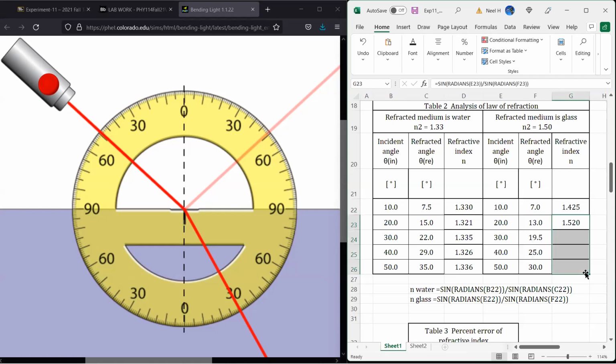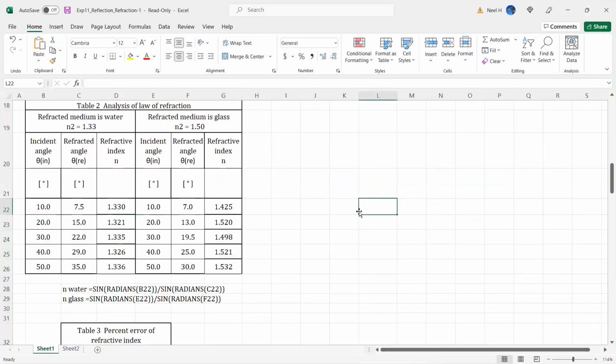Then you click and drag. Some data points are very close to the number we're expecting. First data point is a little bit off, that's okay. But overall, it is around 1.5. Any questions or problems?